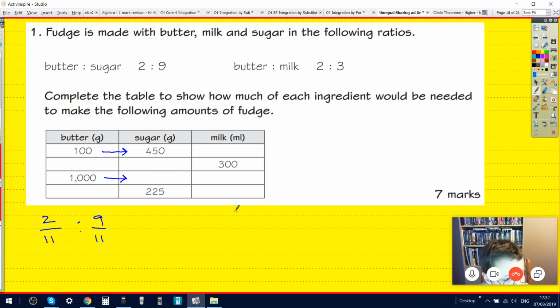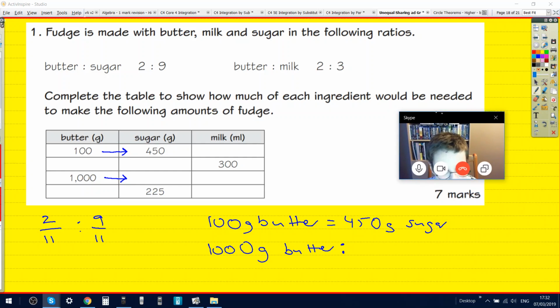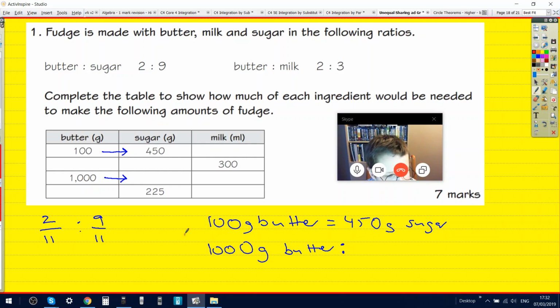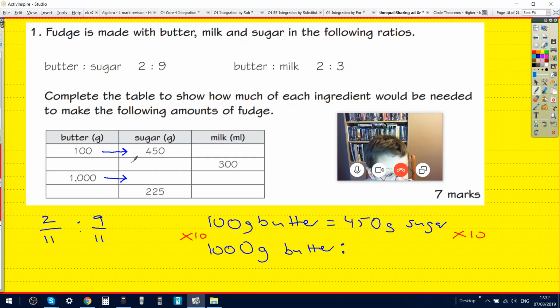So 100 grams of butter equals 450 grams of sugar. Okay. 1,000 grams of butter. So what did they do to go from 100 to 1,000? They times it by 10. Yeah. And so could you use that to get the sugar? Well, you could times 450 by 10, and that would be 4,500 grams. Well done. So that's going to be 4,500.